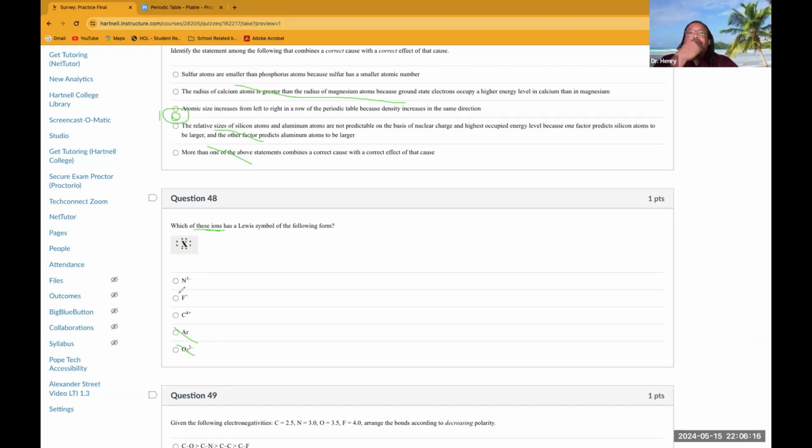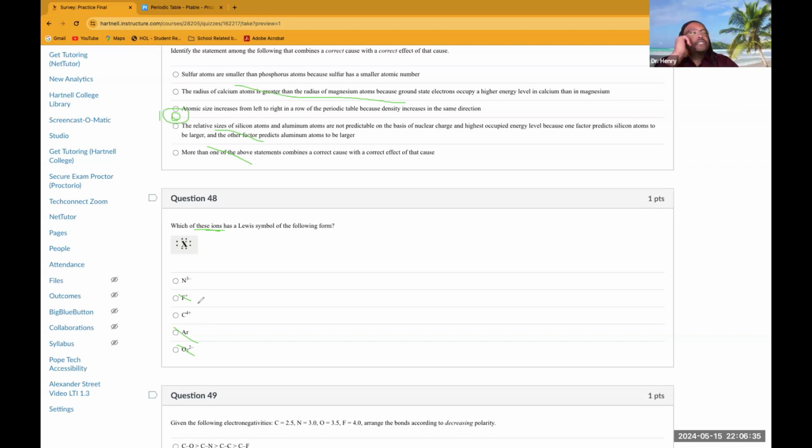Okay, if fluorine loses an electron, how many valence electrons would it have? If it loses one, it would have 6. There's 8 around here, so we can get rid of that one.